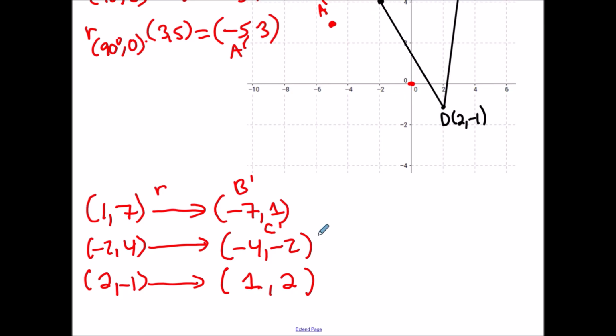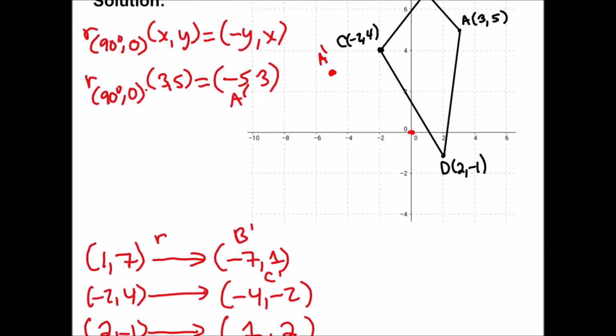All right, we're ready to plot the points here. So we have (-7, 1) right here. This will be my B prime. C prime is (-4, -2). And D prime is (1, 2), so right here.